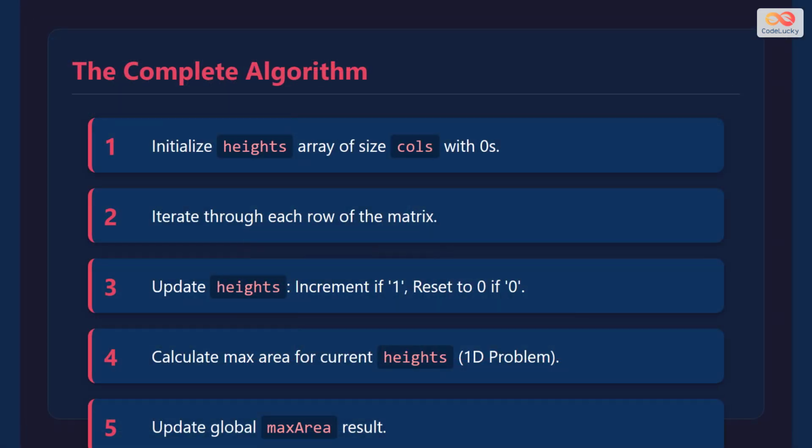Here is the complete algorithm. We initialize a heights array. As we iterate through each row, we update these heights based on the current cell's value. Then, for every updated row, we calculate the max area using the histogram logic and update our global maximum.